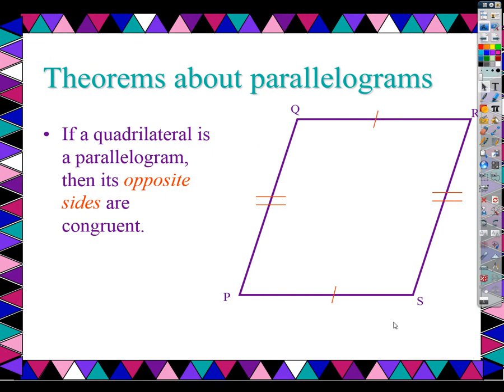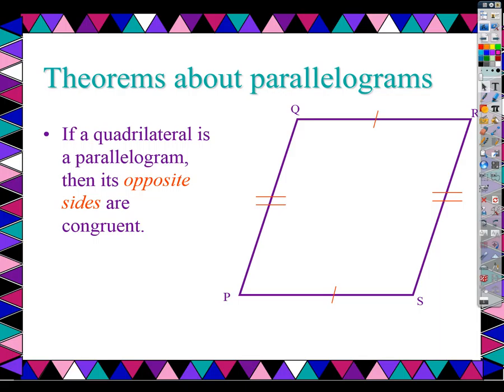Okay, so there are 4 properties I want you to get familiar with. I'm going to summarize these. All of these properties, which are theorems, fit the pattern of a conditional statement that we've seen a lot in geometry: if something, then something. In this case, if a quadrilateral is a parallelogram, then something is true. One thing that's true is that its opposite sides are always congruent.